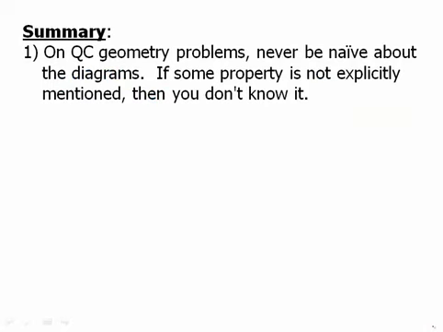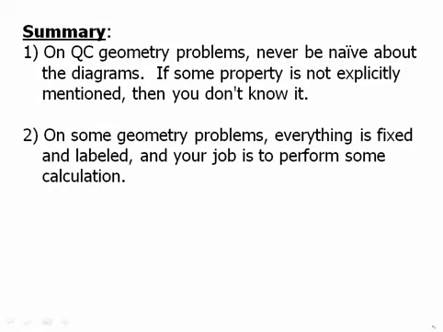On the quantitative comparison geometry problems, never be naive about the diagrams. If some property is not explicitly mentioned, then you don't know it. Do not simply trust what you see. You actually have to see, for example, it has to say that the angle is 90 degrees, or they have to write the little perpendicular circle. If it's just drawn to look like a right angle, you have no guarantee. It might not be anything close to a right angle. Very important that you do not believe anything unless it's specified.